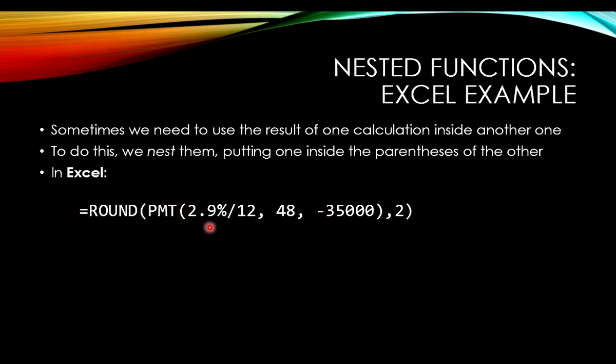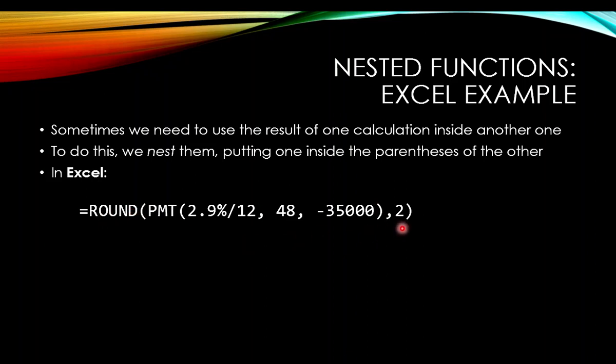Because this is inside the parentheses, it has to be done first. So it's going to calculate a payment on a loan, let's say, at 2.9% divided by 12 months. So that's the annual interest rate divided by 12 for 48 months. And I'm starting in the hole $35,000. I'm borrowing $35,000. So that's going to go out and calculate exactly what the payment would be. But then it's going to replace this whole expression with the result of that, however many dollars that turns out to be. But that's got some icky stuff after the decimal that we don't want. So we can take that result and we can round it to 2 decimals.